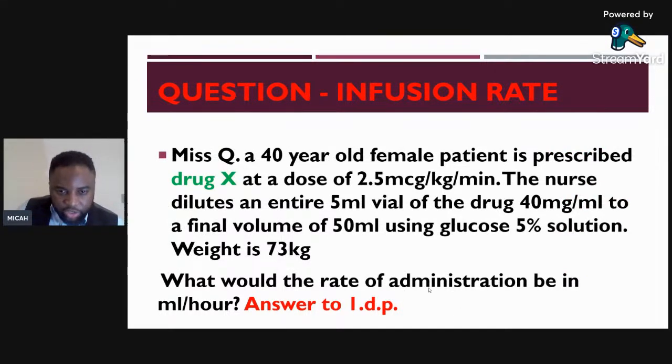Okay, let's try a question. So this question is a typical GPHC exam question. And when you get your answer, which you should within 3 minutes, round your answer to 1 DP.